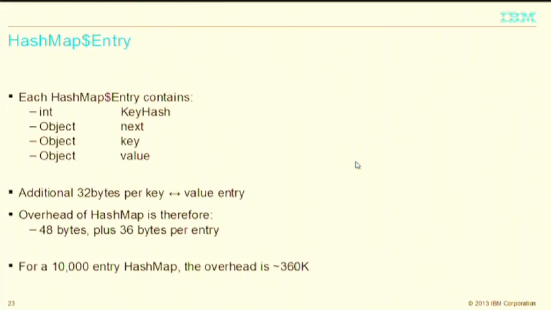So there's a lot of overhead. And in fact, if you have a 10,000 entry hash map, there's an overhead of 360K just for the hash map, the array of hash map entry objects, and the hash map entry objects before you even start looking at your key value pairs, which is your real data. So that's a third of a megabyte's worth of overhead before you're storing your data.